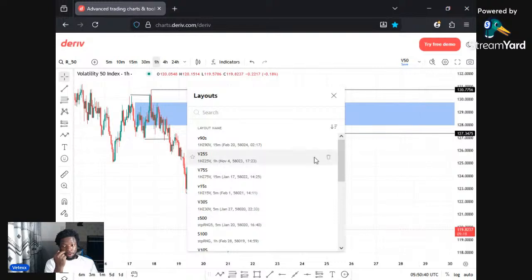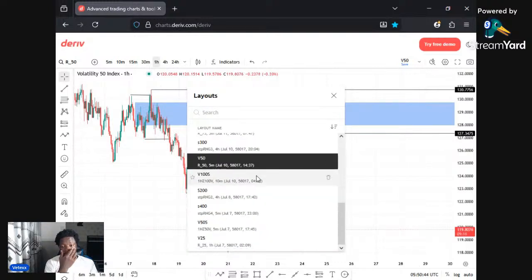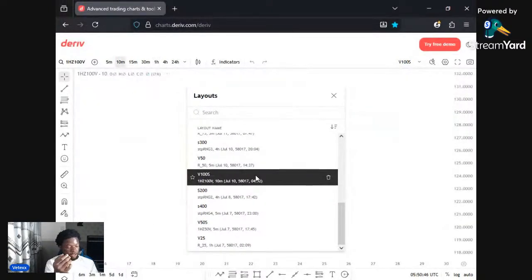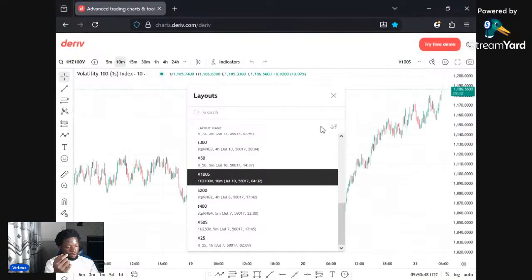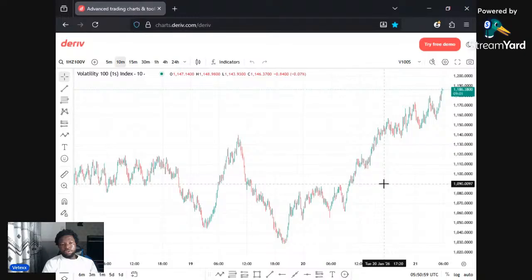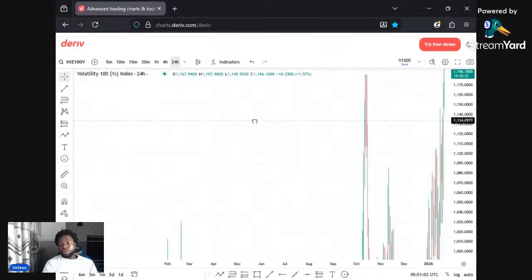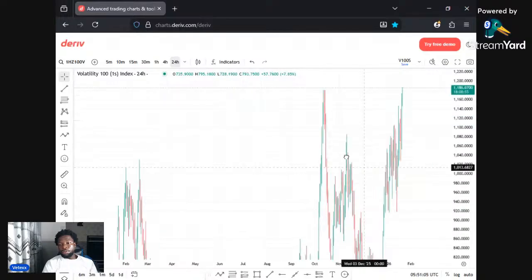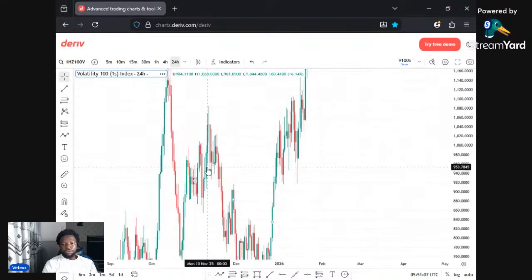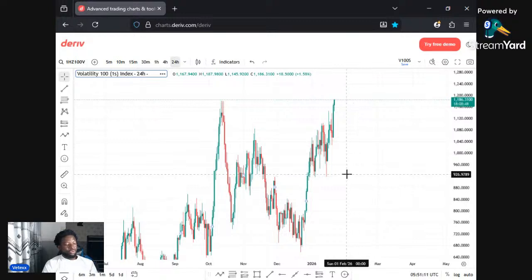So the next pair on our list we're going to be checking out is V100S. Let's check out V100S and see if there's something on V100S. So on V100S we have this. On the weekly time frame, V100S has been so bullish, and on the 24-hour time frame as well. As in bullish on weekly, bullish on 24-hour.